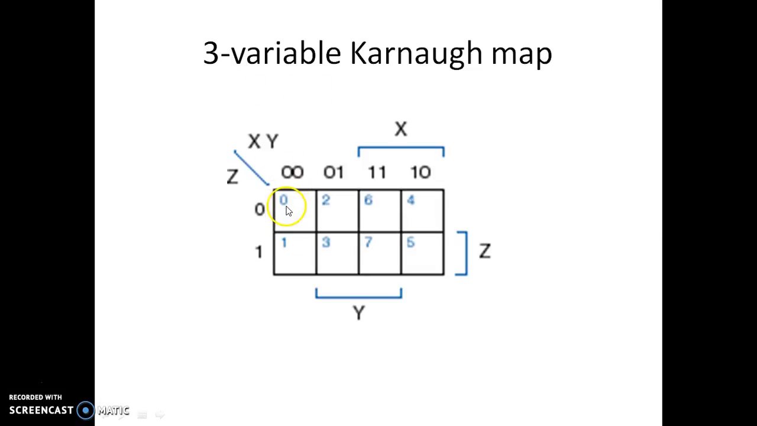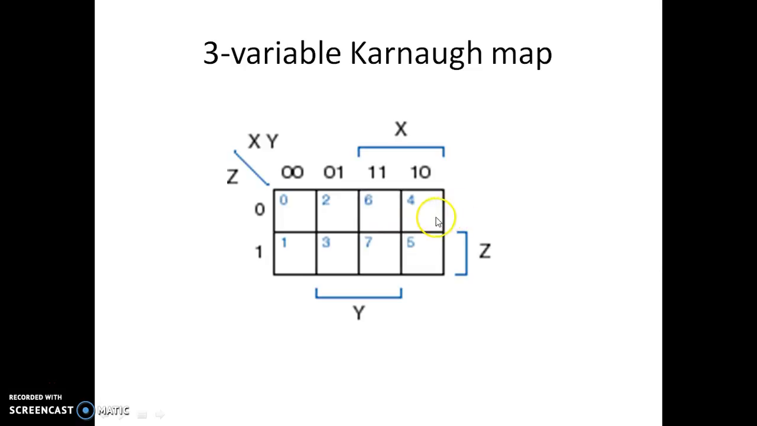So this is the 0th position. It comes from 0 being represented by 0, 0, 0. So here it is 0, 0 and 0. Next is 1. The representation of 1 is 0, 0, 1. So 0, 0, 1 is here. The representation of 2 is 0, 1, 0. So this is 2. In the same way, 3, 4, 5, 6 and 7. So this is the three variable K-map.